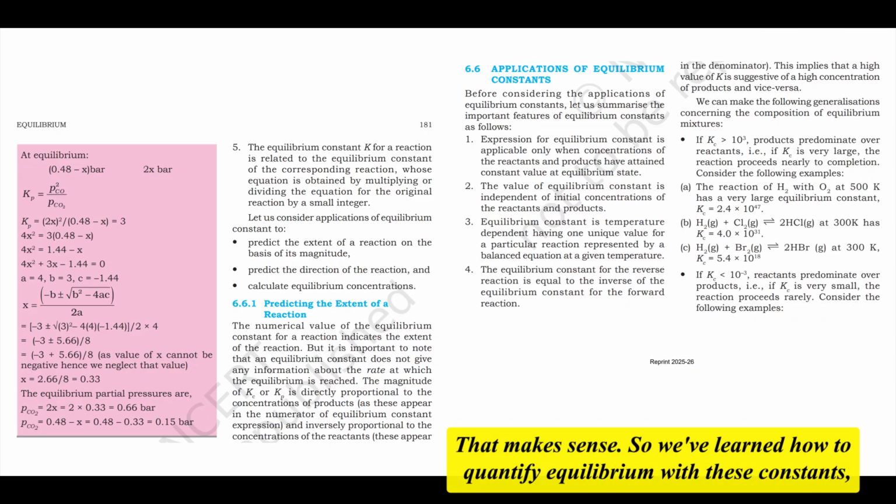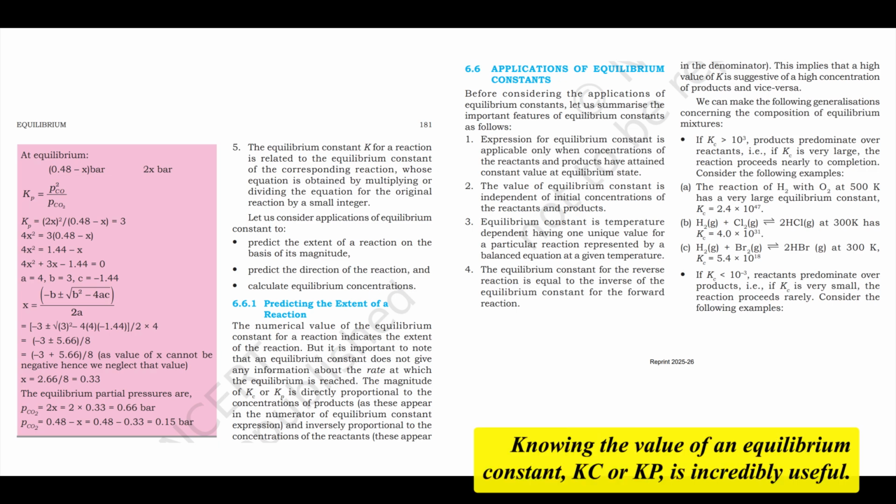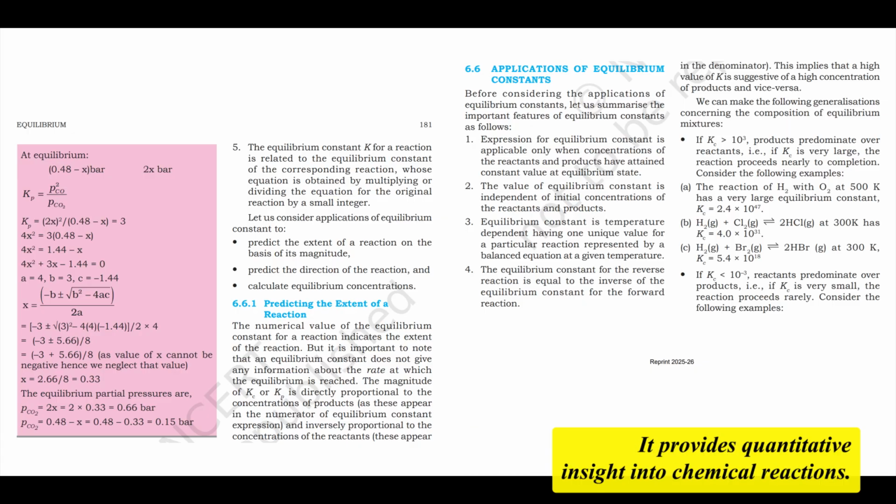So we've learned how to quantify equilibrium with these constants, Kc and Kp. What are the main practical applications of knowing these values? What can they actually tell us about a reaction? Excellent question. Knowing the value of an equilibrium constant, Kc or Kp, is incredibly useful. It provides quantitative insight into chemical reactions. There are three main applications that are vital for your understanding and frequently tested in exams.